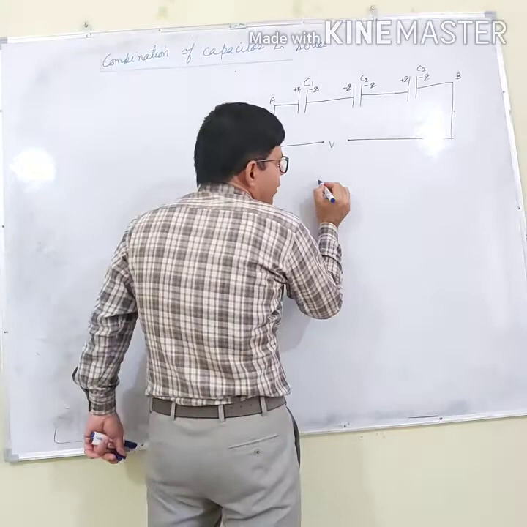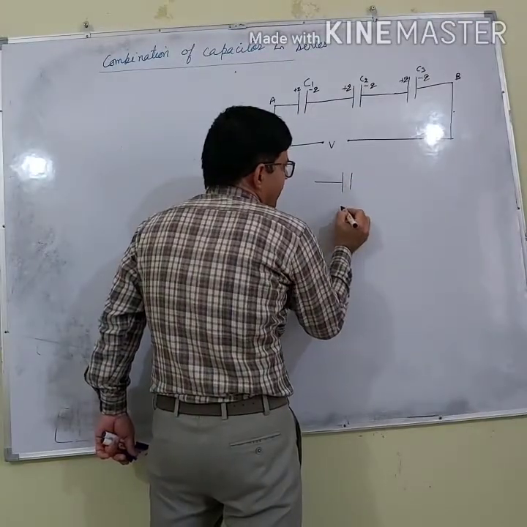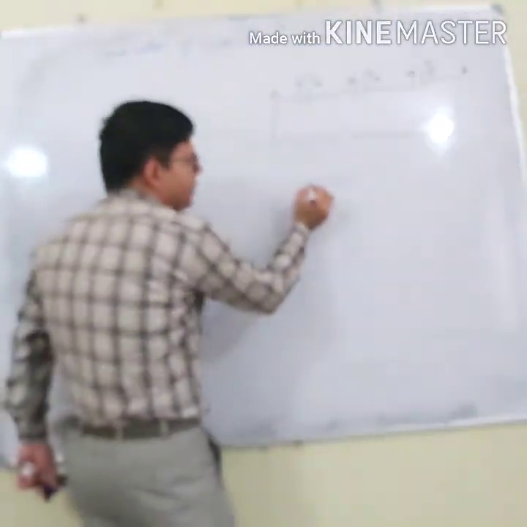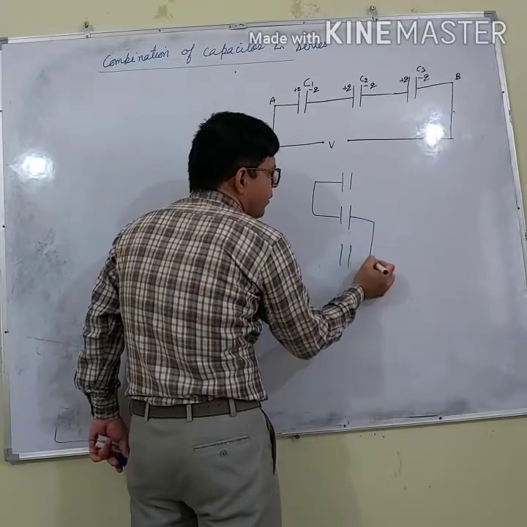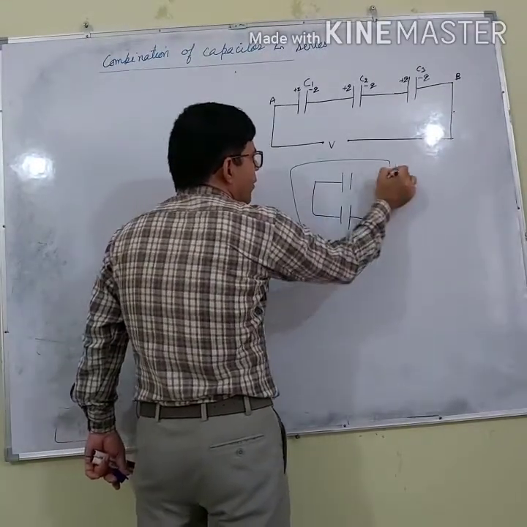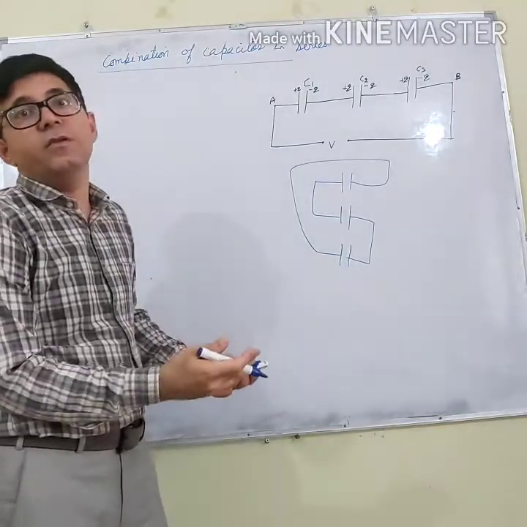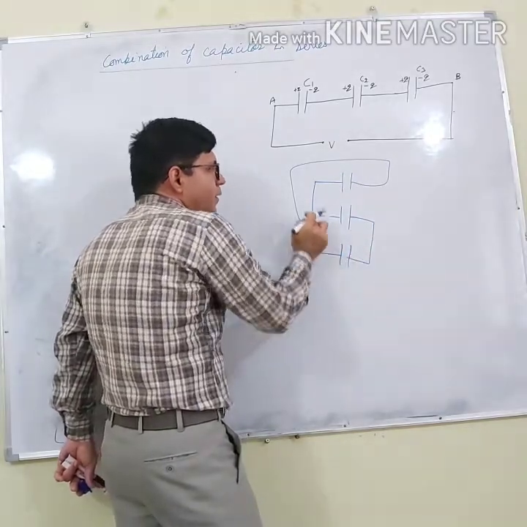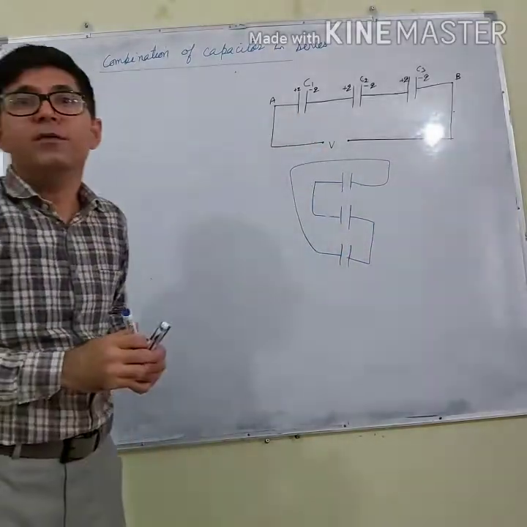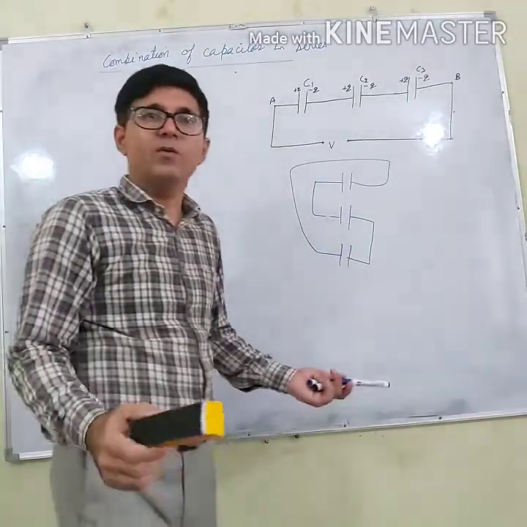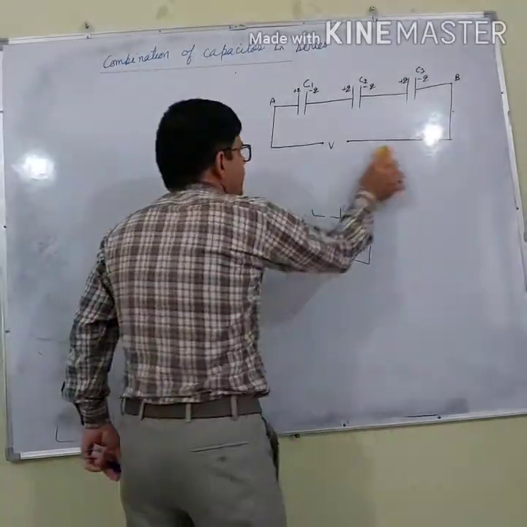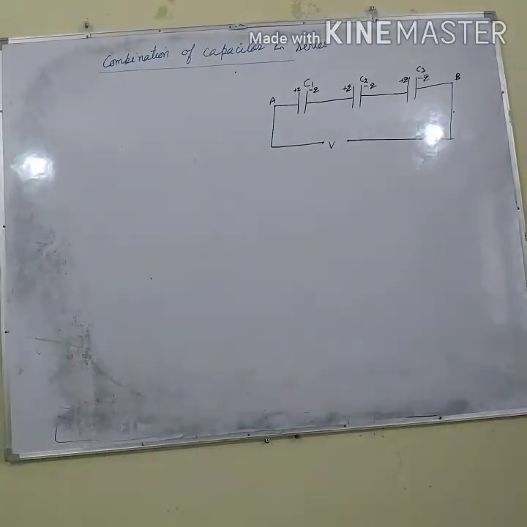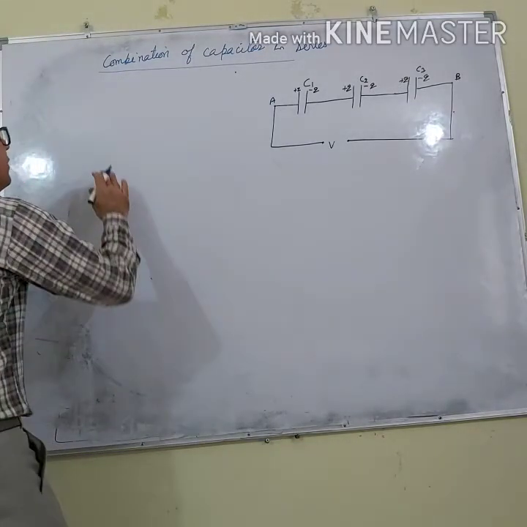Okay, let me ask you a simple question. Let us say I am having these capacitors. Is this combination a series combination or a parallel combination? This combination is series. Why? Because there is a single path. So that's why this combination is the series combination. I think the concept of series combination is clear. Now let me explain the total capacity of a series combination.